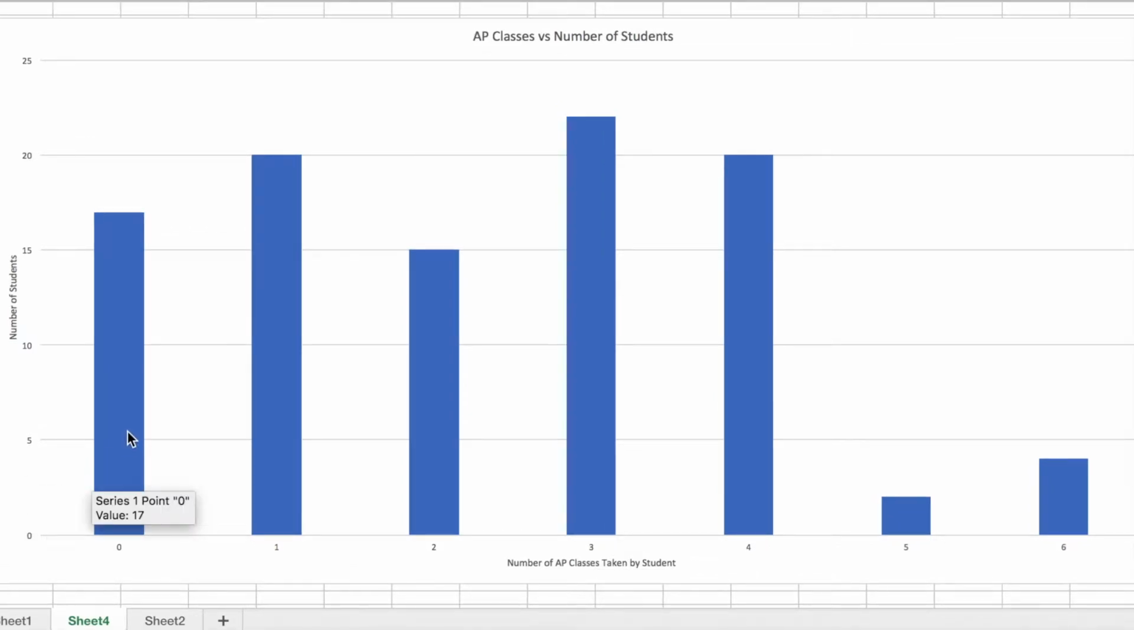Alright, so our data set is not normally distributed, because if it was normally distributed, it would follow a normal distribution curve, kind of like the one that I just traced out with my mouse. So right here, the 0 and 1 is much higher than the 5 and 6 AP classes. They're almost as high as the 3 AP classes. So it doesn't fit the normal distribution curve.